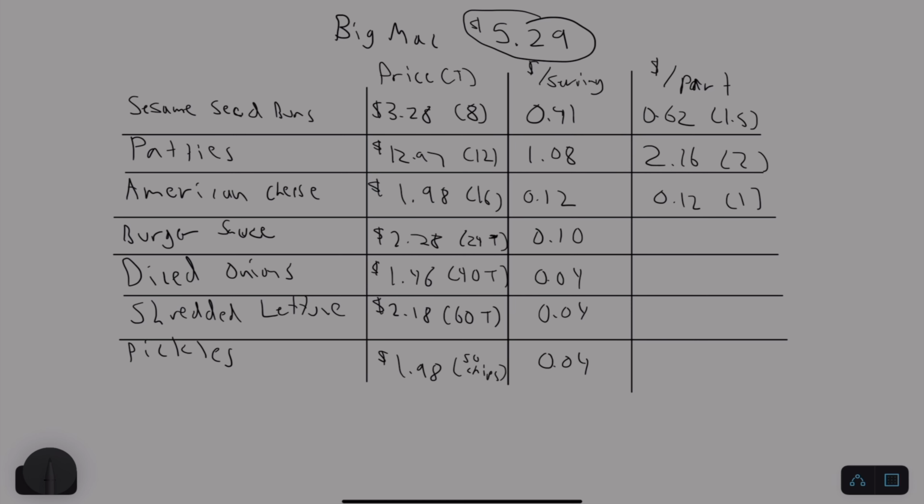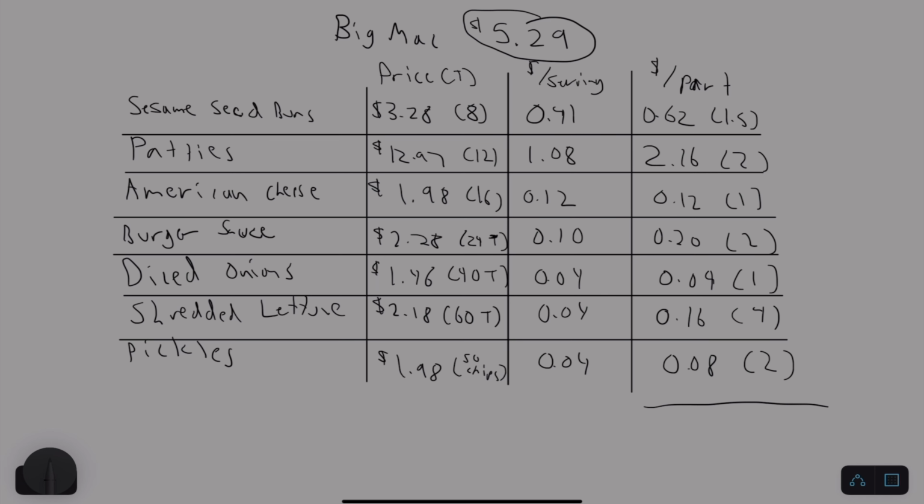For the burger sauce, about 2 tablespoons seems to be the right amount, so 20 cents. For diced onions, 1 tablespoon is enough, so that's 4 cents. Shredded lettuce, you probably need about a quarter cup, so multiply this by 4, you get about 16 cents. And lastly, the pickles. They come with 2 pickles, so multiply this by 2, you get 8 cents.